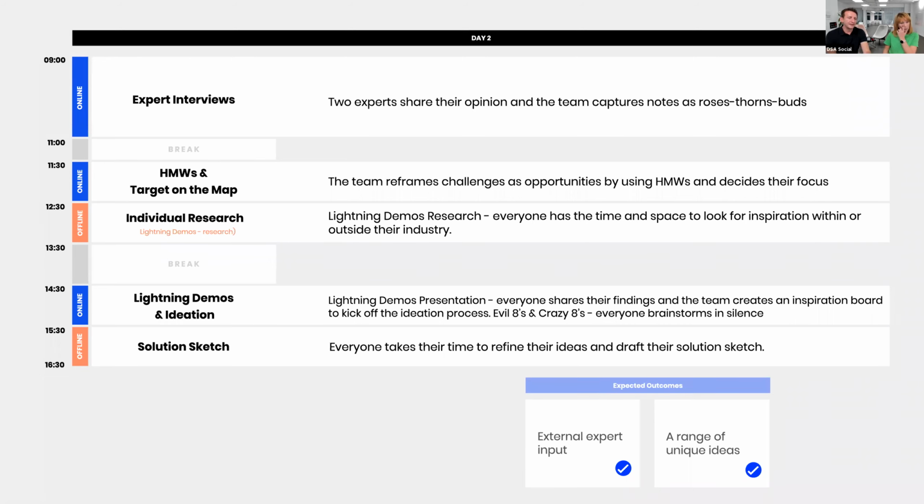And again, if they need a little more time, they have it, because it's combined with the lunch break, again 2 hours away from the screen. Then we get back together to do the lightning demos, and everyone does a presentation. We do Crazy 8 and Evil 8, these exercises together. Evil 8 is a new exercise we introduced into the sprint to remove pressure to perform.